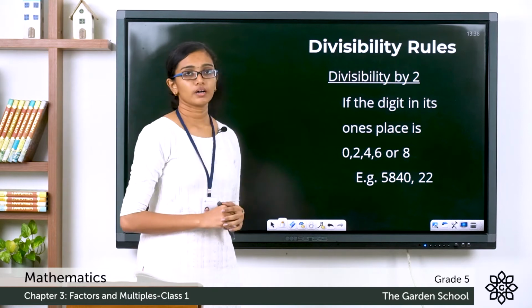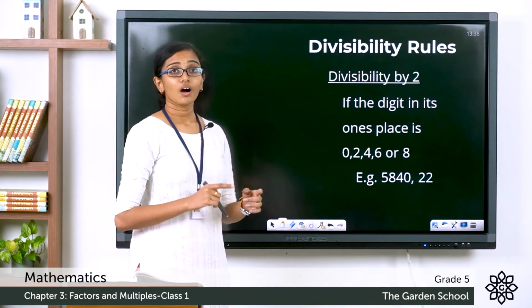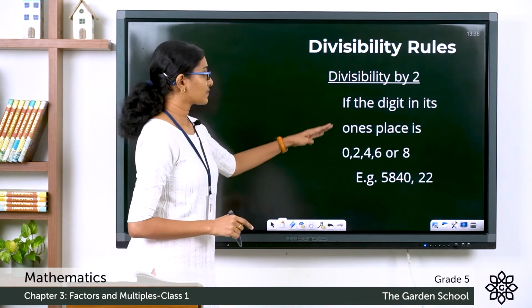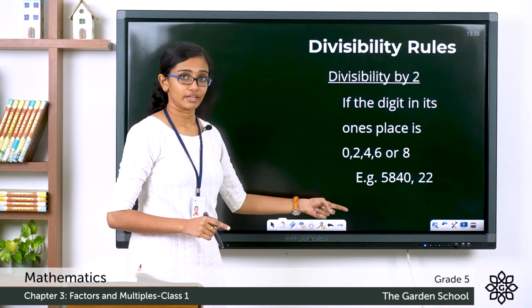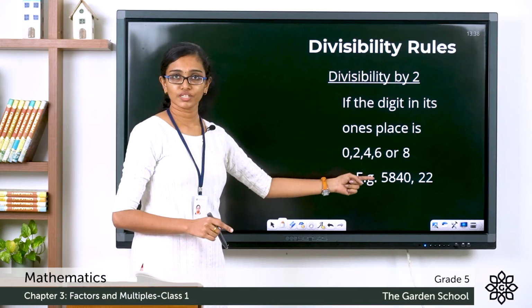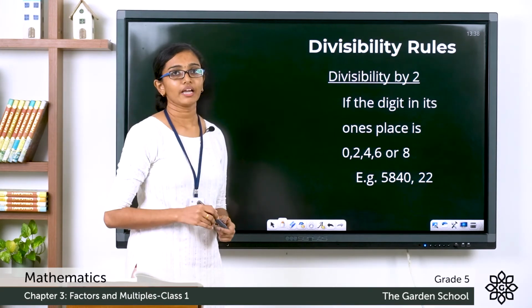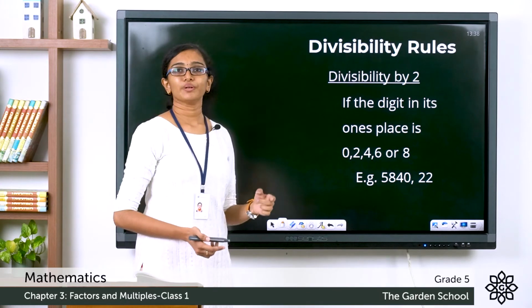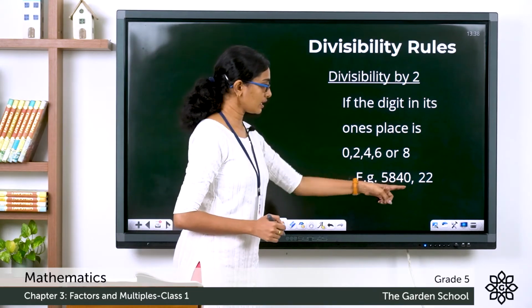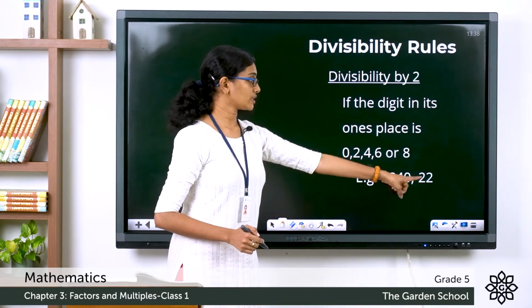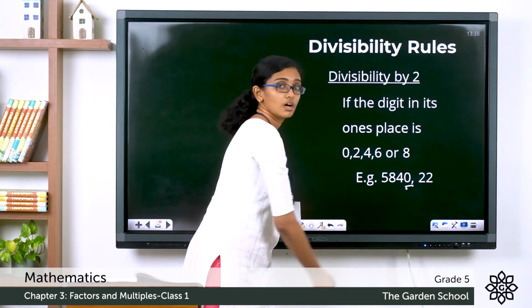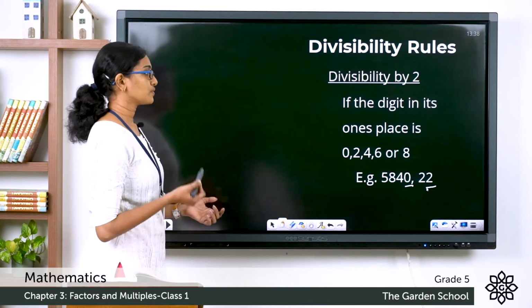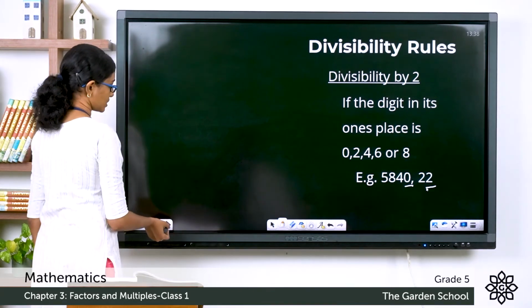So, how do we check if a number is divisible by 2? We know all the multiples of 2 end in either 0, 2, 4, 6 or 8. So, if the digit in the ones place or the ending digit of any given number is either 0, 2, 4, 6 or 8, we can say it will be divisible by 2. Or if it's an even number, we say it will be divisible by 2. See these numbers here, 5840 and 22. This one has 0 in the ones place and this one has 2. Both these are divisible by 2 or multiples of 2. So, we say these numbers are divisible by 2.